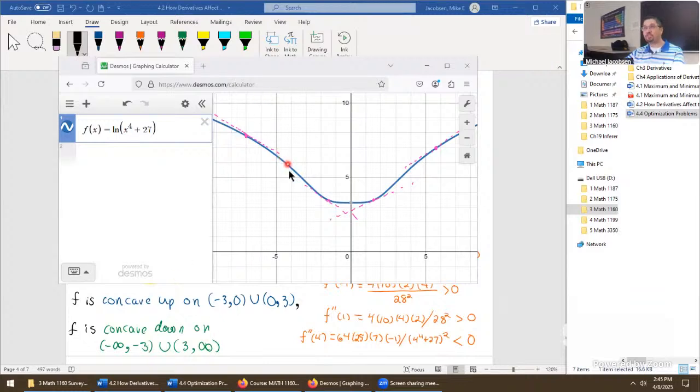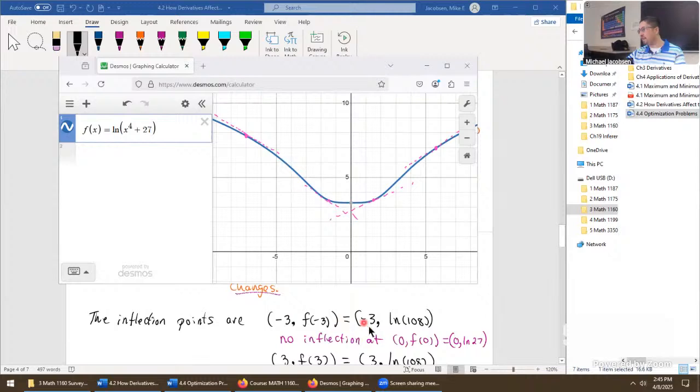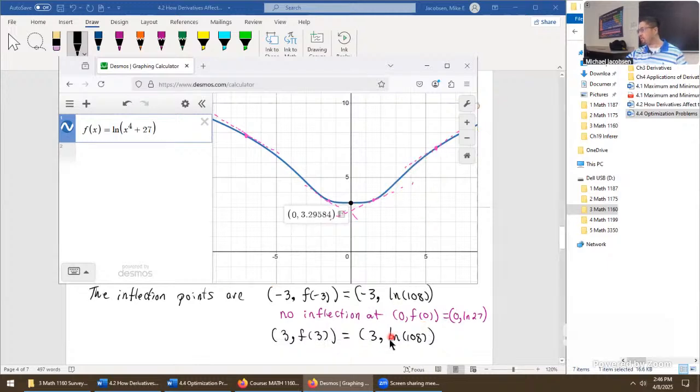Right around here is a point of inflection. That's what we said right over here, around -3, natural log 108. Inflection point, which means transitioning to concave up. And notice, still concave up right around here. No concavity in that spot, and then concave up again until we go to concave down. So second point of inflection, +3, natural log 108, somewhere in that location.